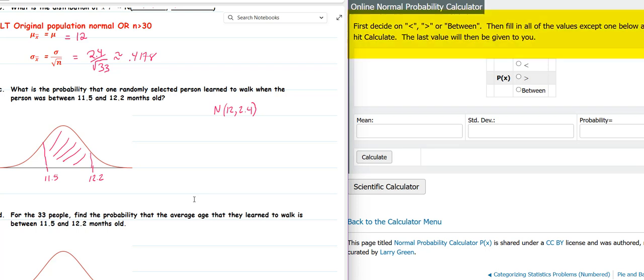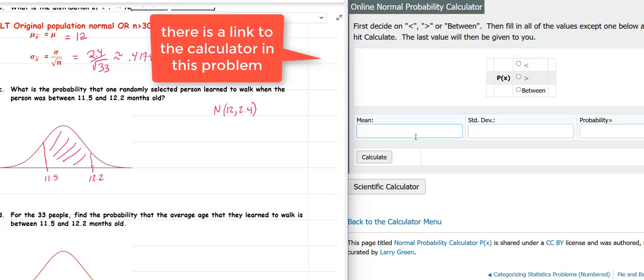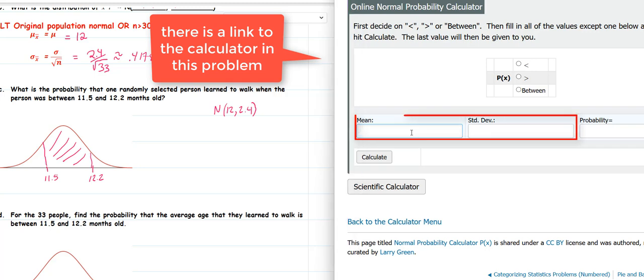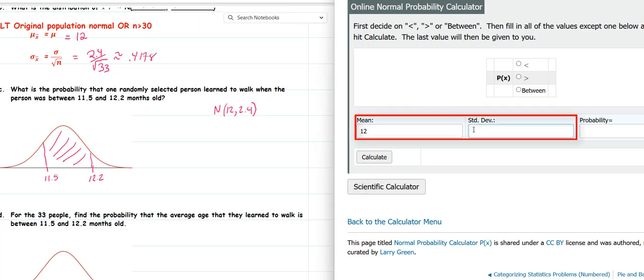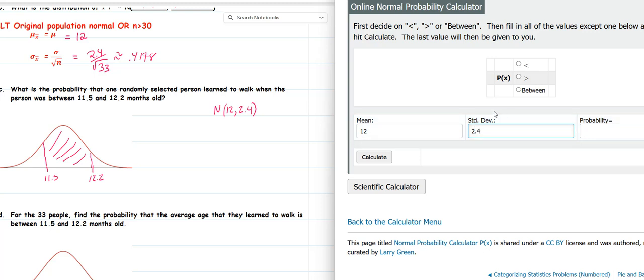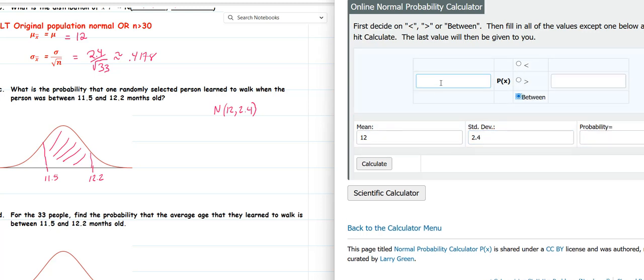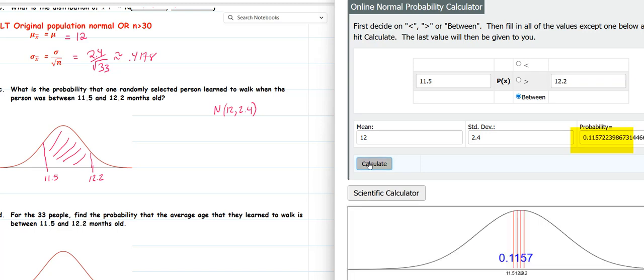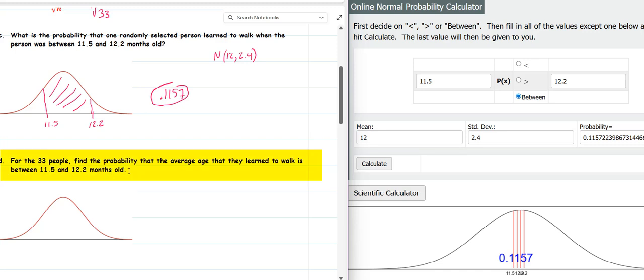So we're going to use the online normal probability calculator from LibreText to solve this. We come over here to our calculator and we put in the mean, 12, and the standard deviation, 2.4. And we want to click on between, and we enter the two endpoints, 11.5 and 12.2, and hit calculate. And to 4 decimals, that probability is 0.1157.